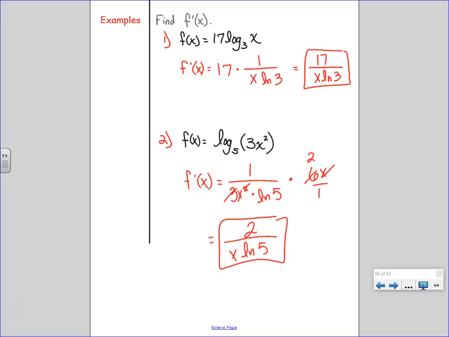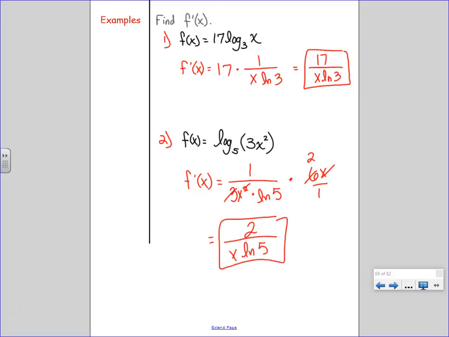Any log, 1 over who? 1 over u. He's not an ln, so I have to compensate. Right next to that u, ln of 5. Then I say, since there was not just an x, I need times u prime. Derivative of 3x squared is 6x. And then I rewrite. Cool? How have you guys got at least one step of the process? You just got a little stuck. Okay. That's most of us. There's one more.